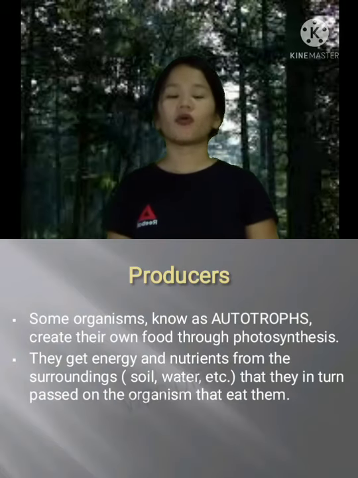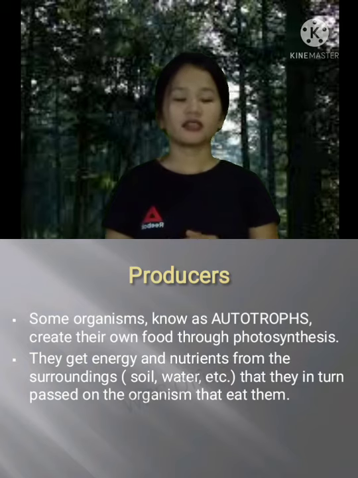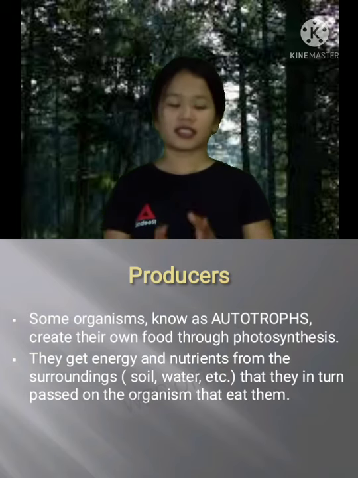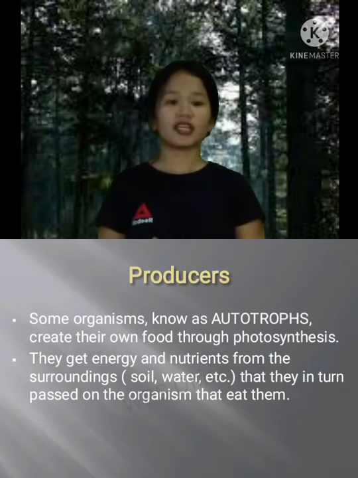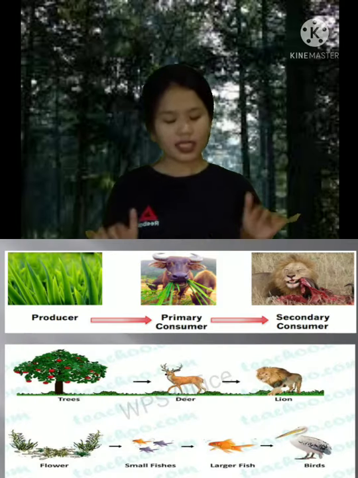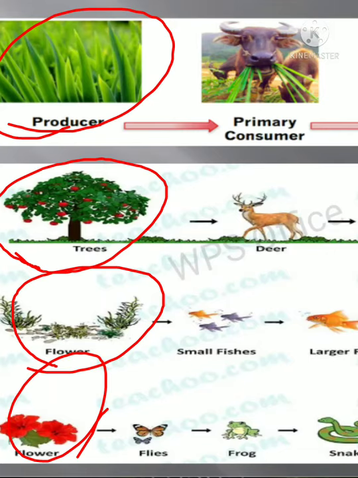Some organisms are known as autotrophs. When we say autotrophs, they create their own food through photosynthesis. They get energy and nutrients from the surroundings, like soil, water, and air, that they in turn pass to the organism that eats them. The best example of producers is plants. So in these pictures, the producers here are the trees.